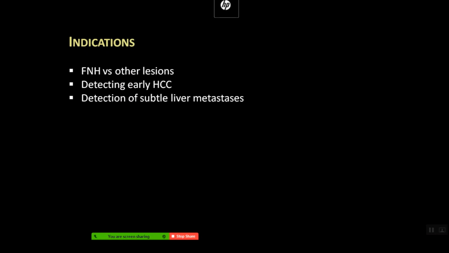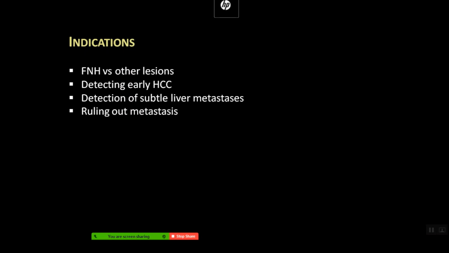It's very easy to pick up small lesions. You can detect subtle liver metastasis again. So some institutes will do a hepatobiliary phase study to rule out liver mets in certain cancers, okay, and small liver mets which are missed on a regular extracellular contrast will be caught on the hepatobiliary phase.